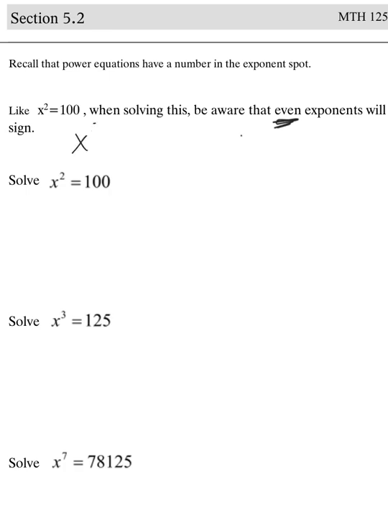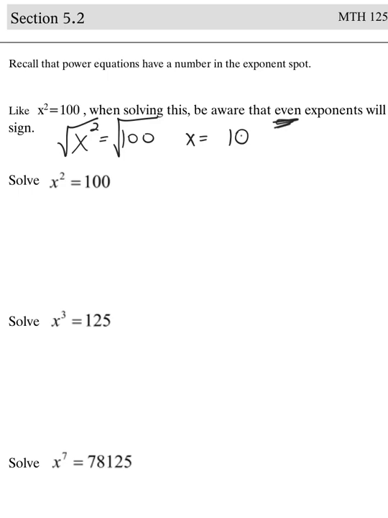If I wanted to know what needs to be squared to get 100, I can take the square root of both sides. The square root of 100 is 10. But I have to tell you that that's not the only thing that I can square to get 100. 10 times 10 is 100. Negative 10 times negative 10 is also 100.